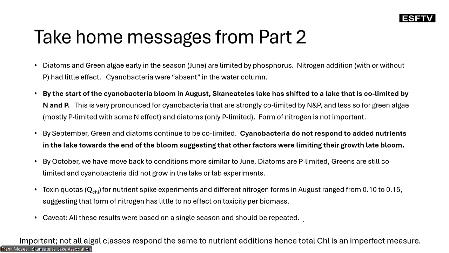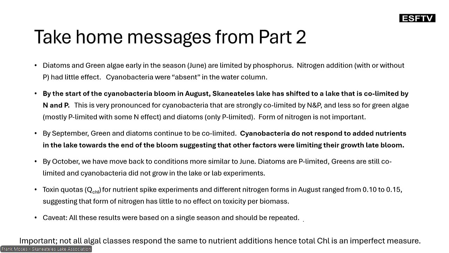By September, we're still in a co-limited state, but now the cyanobacteria aren't responding to added nutrients at all, right? So we're not seeing any increase in growth. By October, I didn't show you that data, but we've moved back to basically June, where cyanobacteria are gone at that point in time. Diatoms are phosphorus limited, and the green algae still remain co-limited.